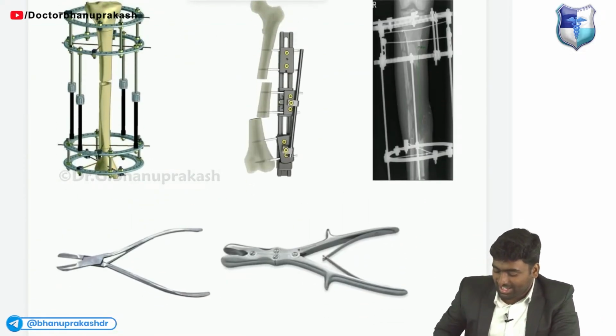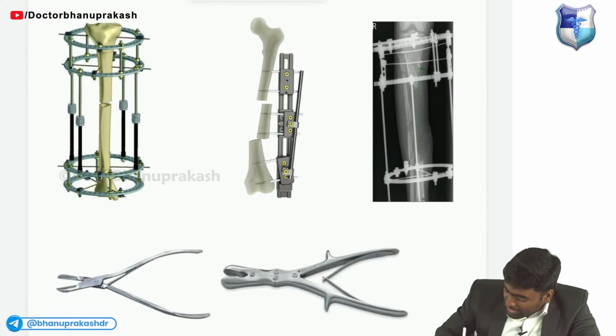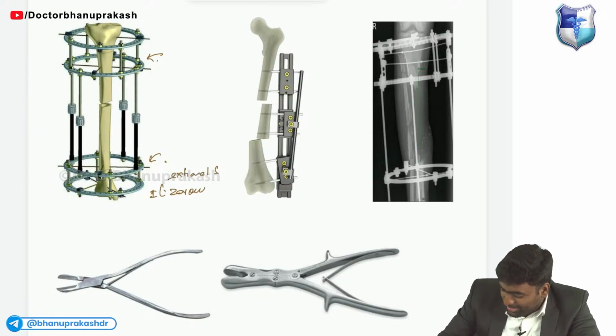Okay. Next, you will see this type of circular one. It is the Ilizarov. This is an external stabilization.